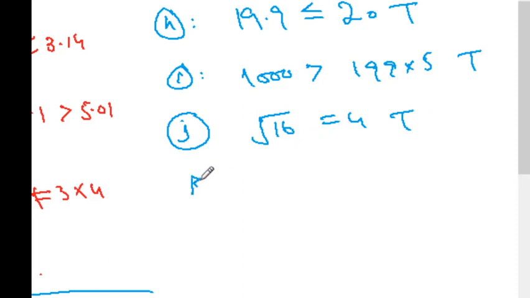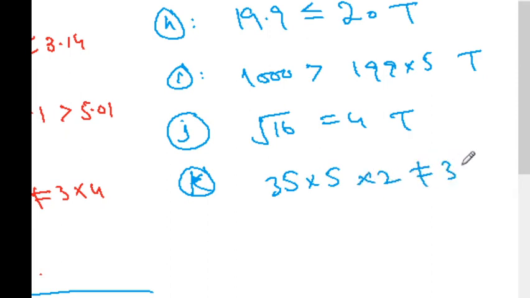K is 35 into 5 into 2 is not equal to 350, which is incorrect, because if you get the result of this using a calculator, it's exactly equal to 350.